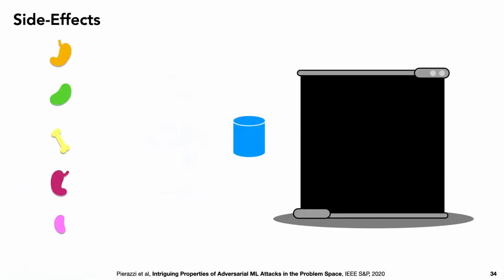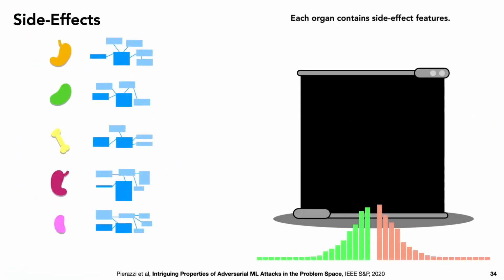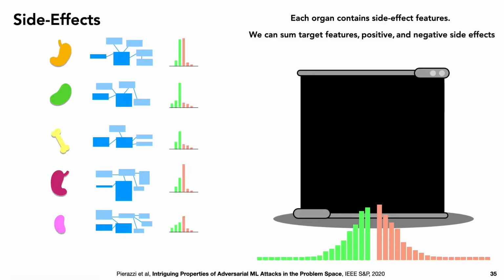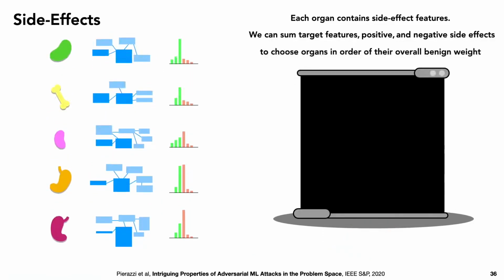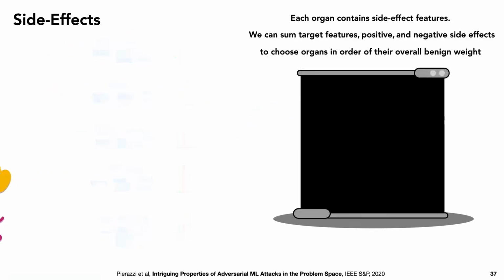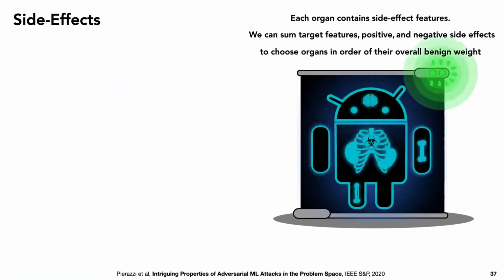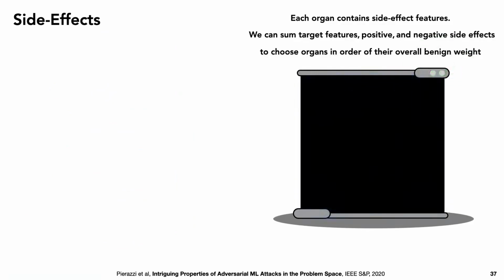Now relating back to the problem space projection, each organ, being a realistic slice of code, actually contains a number of side effect features. So it's actually more efficient for us to compute the total contribution of each organ by summing the target features, benign and malicious side effects beforehand, and then choosing the organs in order of their overall benign weight. And we can do that until the app is misclassified as benign.